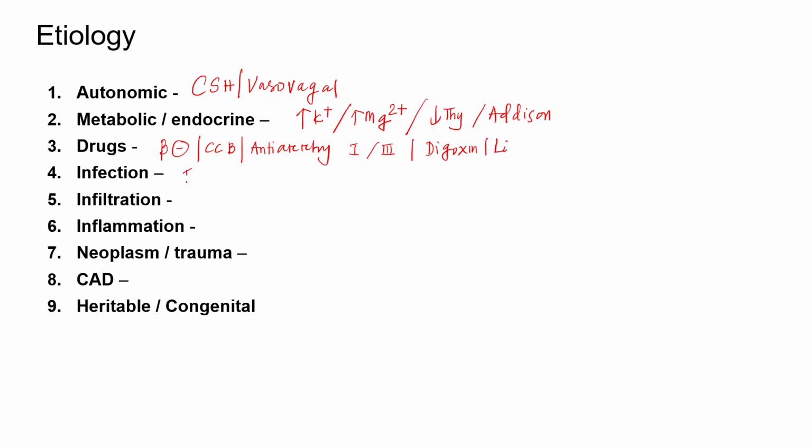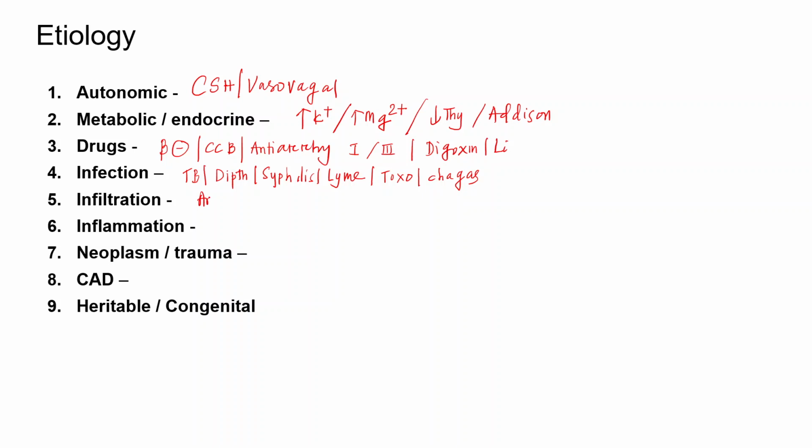Infection. Among the bacterial infections, we have tuberculosis, diphtheria, syphilis, and Lyme disease. Among the parasitic causes, we have toxoplasma, and also Chagas disease. So these are the important infections that you have to remember which can cause AV nodal blocks.